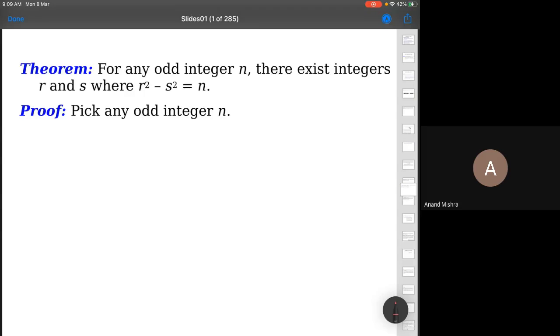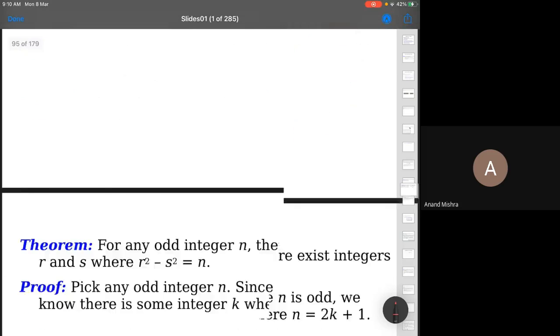So if I have to write in a mathematical notation, I will write there exists r belongs to G and s belongs to G, such that r square minus s square equals n. So this is how I can write it. So we'll pick any odd integer, because for the odd integer there is no constraint on that.